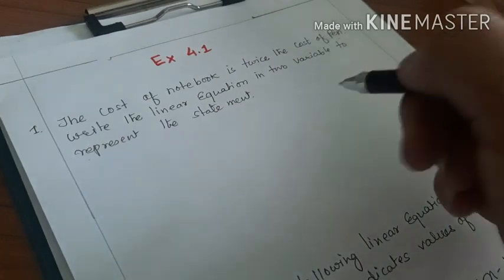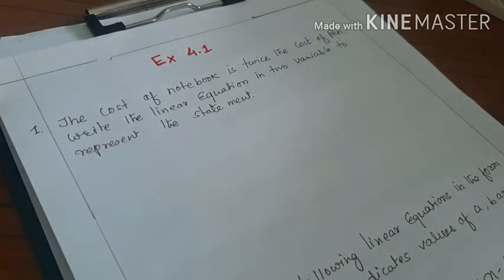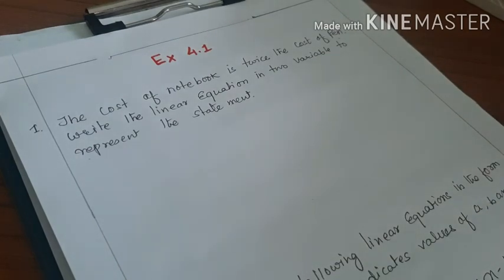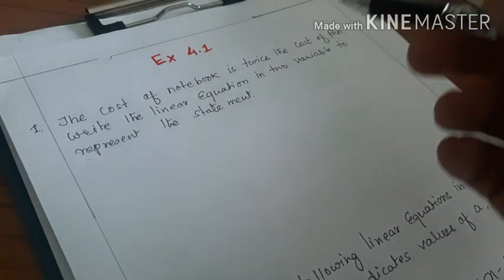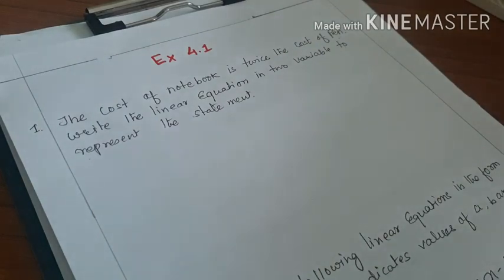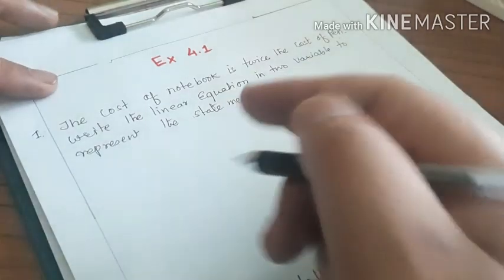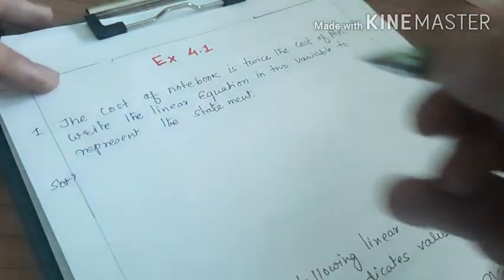Now in our exercise of this chapter, it's actually very easy to understand. In exercise 4.1, it is given that the cost of a notebook is twice the cost of a pen. Write the linear equation in two variables to represent the statement. So we have to consider two variables, one is x and another is y. Let us try to do it.